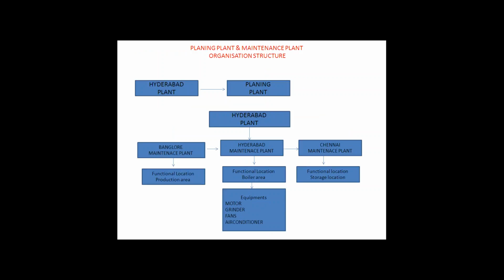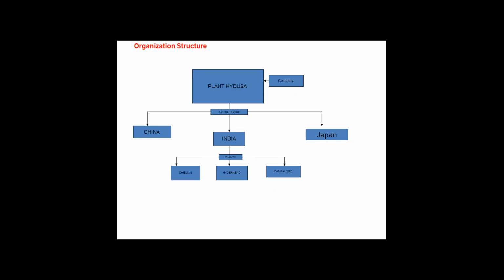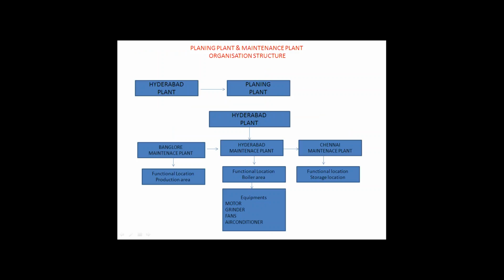Now out of these 3 plants, you can make the same plant a planning plant, or you can make one plant a planning plant and assign it to the other plants. Like Hyderabad, I can make a planning plant and assign it to Hyderabad, Chennai and Bangalore. When I make Hyderabad a planning plant, I will assign it to Bangalore maintenance plant, Hyderabad maintenance plant and Chennai maintenance plant.